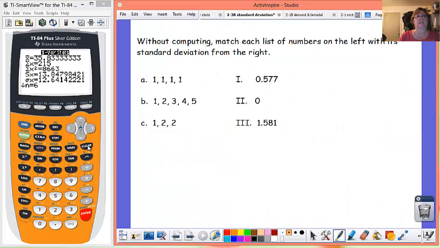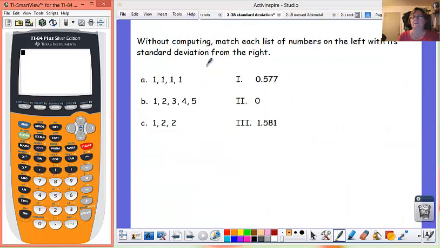Here's a little test of our comprehension, really. Do we get what standard deviation is? They want us to match up a data set with a possible standard deviation. And I would love you to stop this video right now and see if you agree with me. I will see you in just a moment.